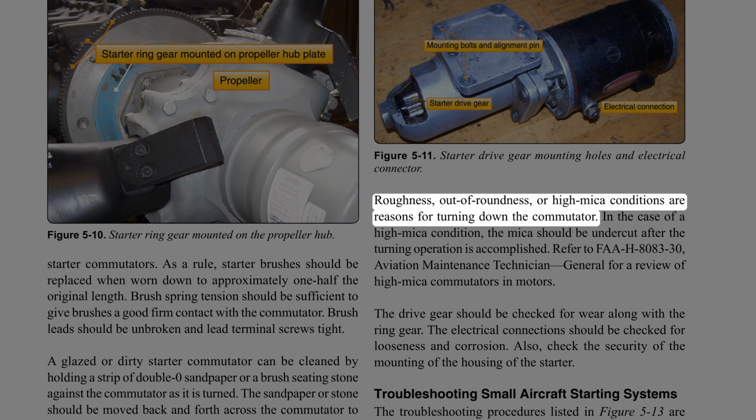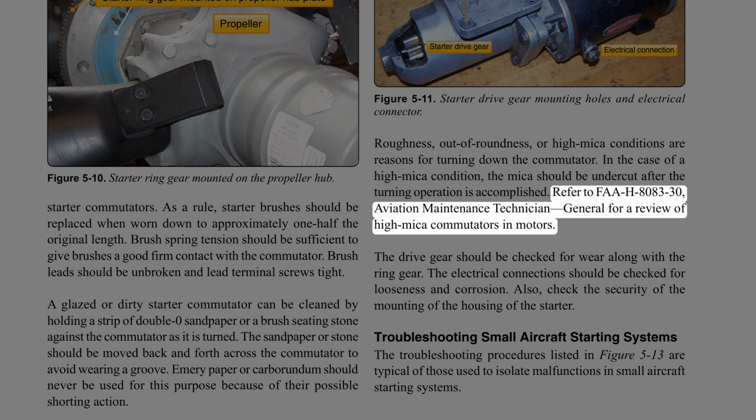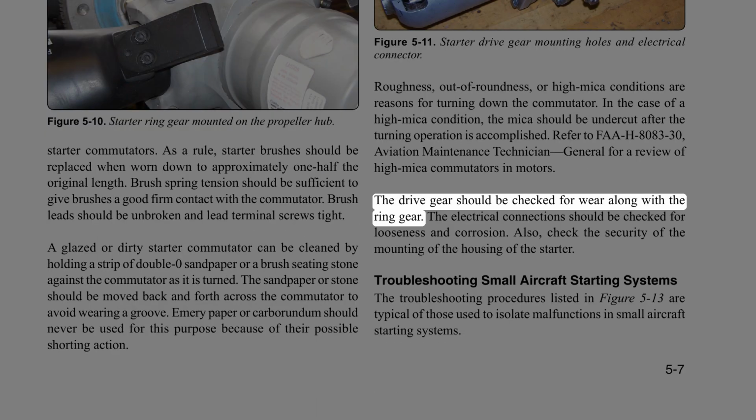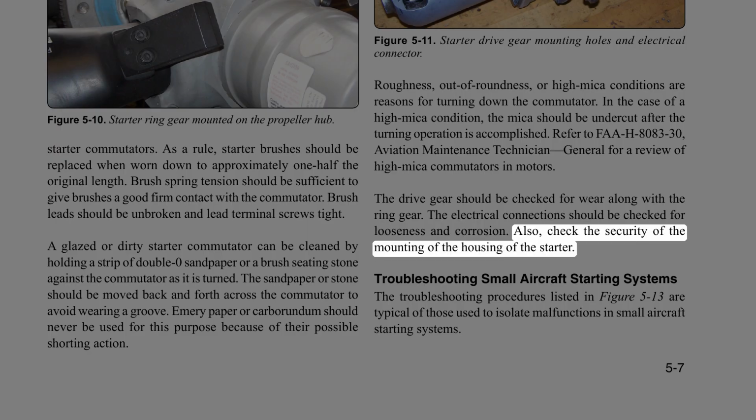Roughness, out of roundness, or high mica conditions are reasons for turning down the commutator. In the case of a high mica condition, the mica should be undercut after the turning operation is accomplished. Refer to FAA-H-8083-30, Aviation Maintenance Technician, General for a review of high mica commutators in motors. The drive gear should be checked for wear along with the ring gear. The electrical connections should be checked for looseness and corrosion. Also, check the security of the mounting of the housing of the starter.